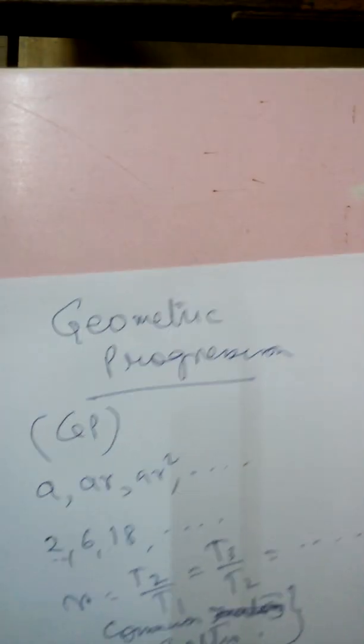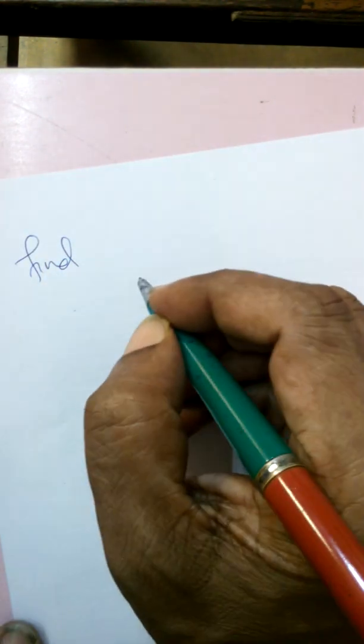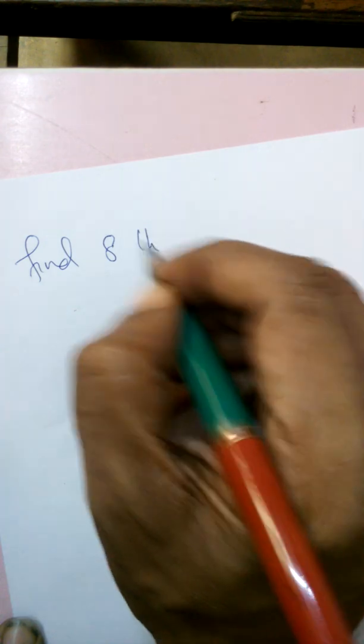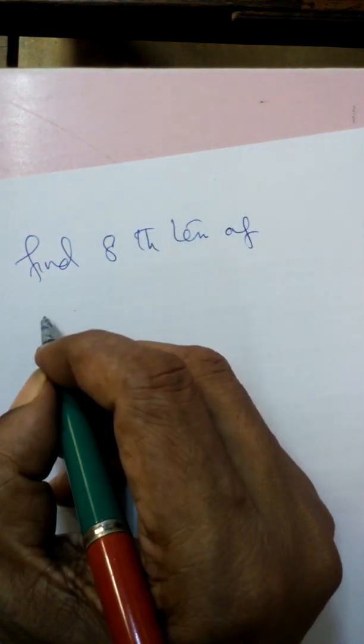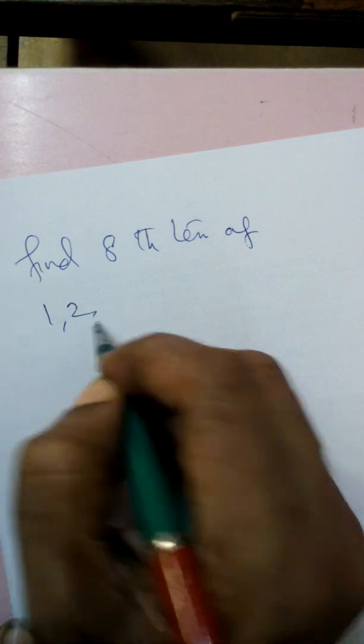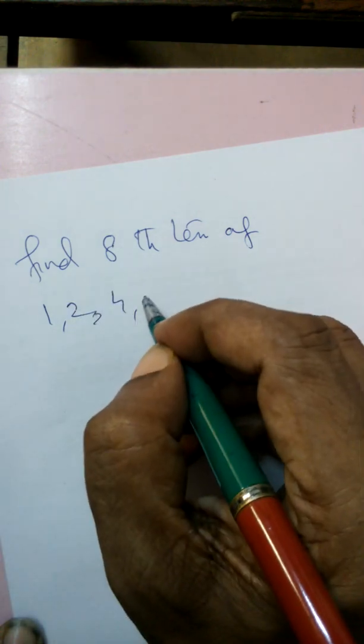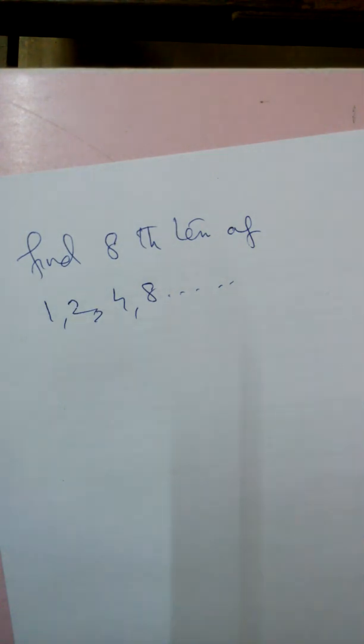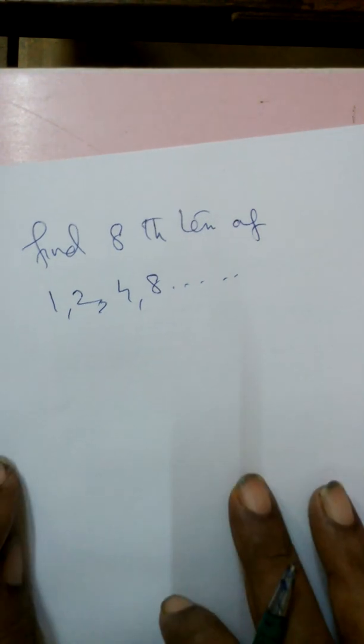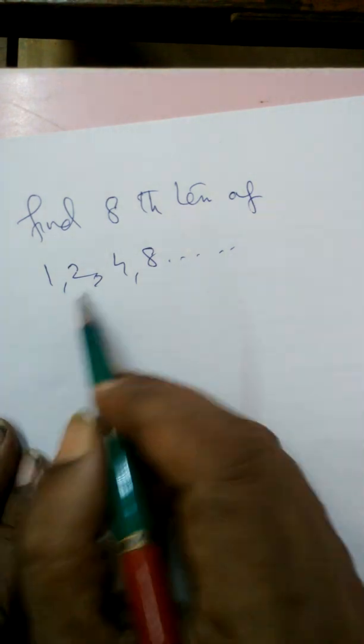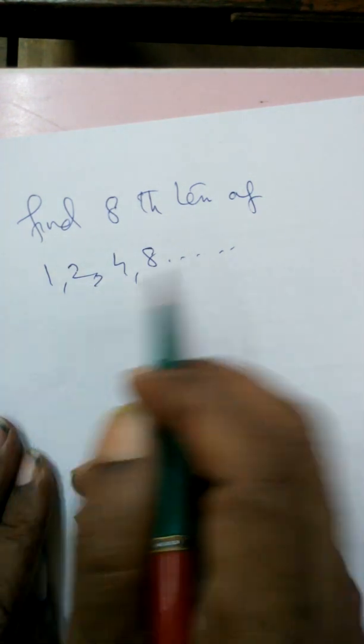Like if I see one type like this, this is the pattern. Find the 8th term of 1, 2, 4, 8, dot dot dot. A very easy problem; I have taken a very simple case. I don't want to use any formula. What I am seeing is doubling. So how many times will it be doubled? Since it is the 8th term, it will be doubled 7 times. That is the point. Why 7?